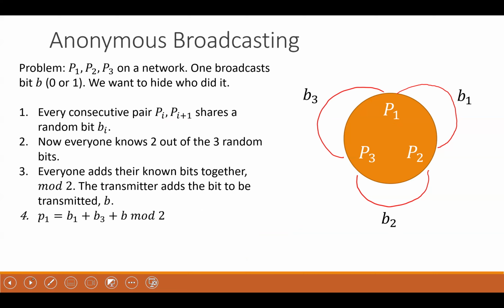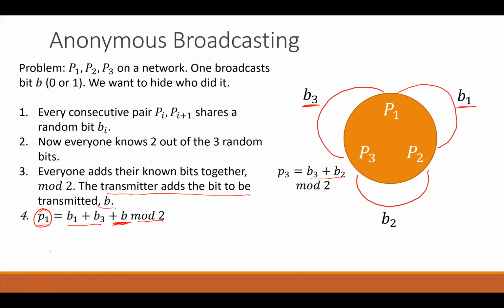So everyone adds their bits together mod 2, and whoever's transmitting a 1 adds their 1 to their bit, right? So if person 1 is transmitting, they're going to take their 2 known bits, B1 and B3, add them together, plus B, and take the answer mod 2. That's going to give them a 0 or a 1, and that's going to be what they transmit. So this will be what person 1 transmits if they're transmitting the bit. Everybody who's not transmitting the bit will simply add up the 2 random bits that they know, mod 2.